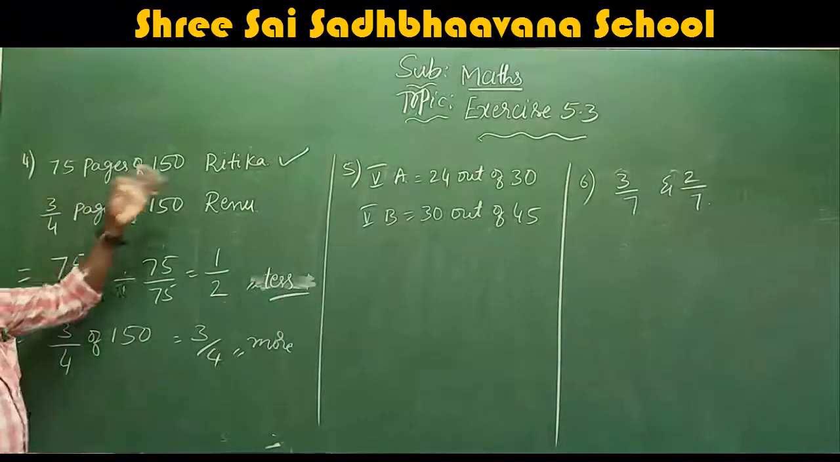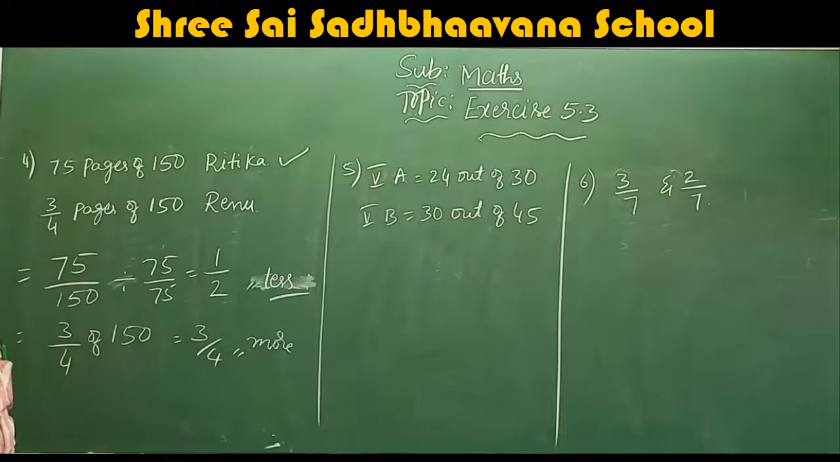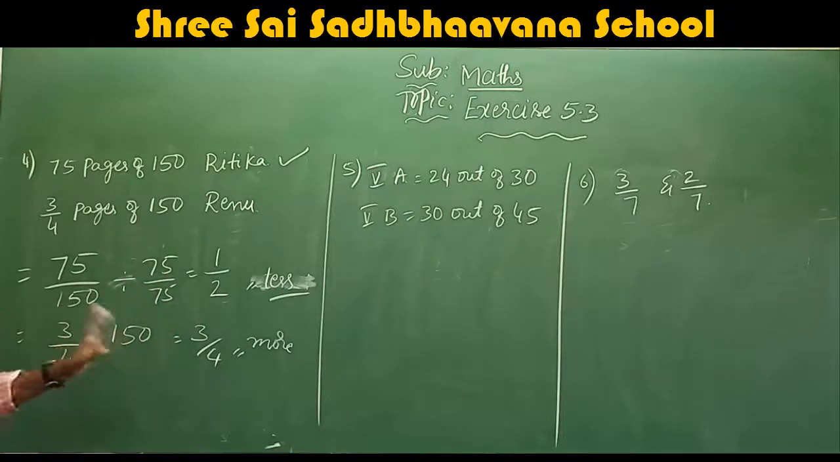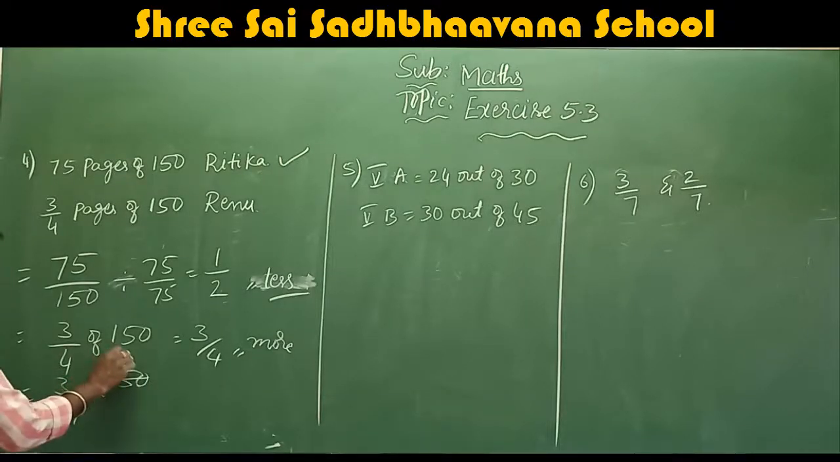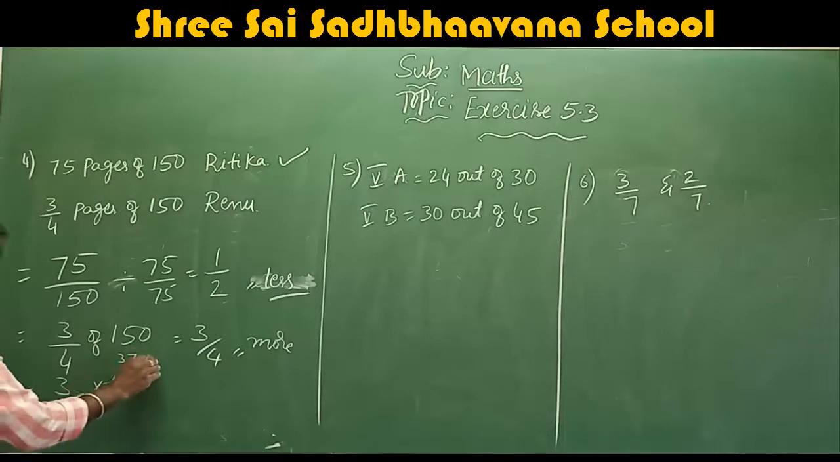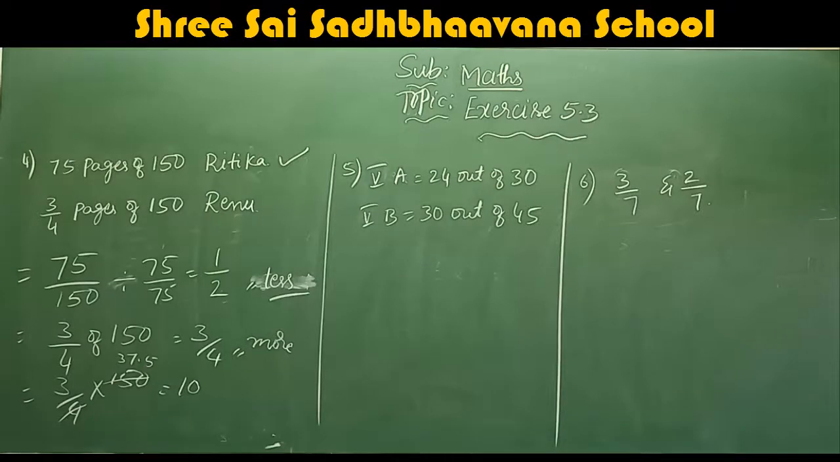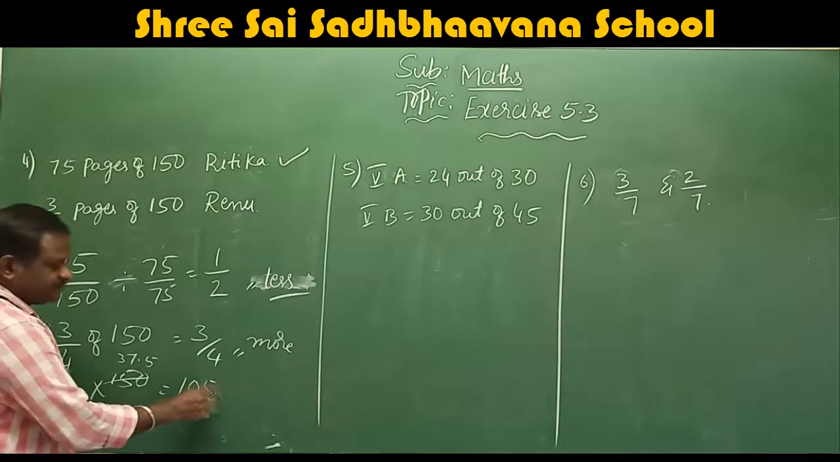Here 75 pages of 150 means 1 by 2. 3 by 4th of 150, how much will it come? Just wait. 3 by 4 into 150. Half means 150 divided by 4. 4 3s are 12, 30 is there. 4 7s are 28. 37.5 it will come. Nearly 100 some pages will come here.